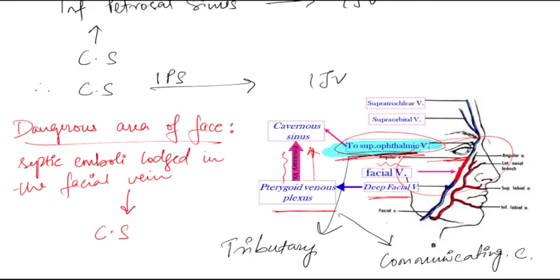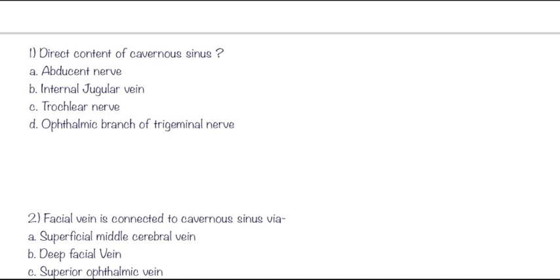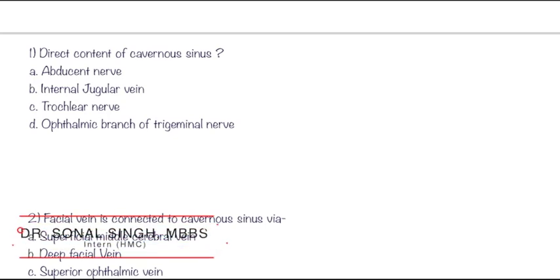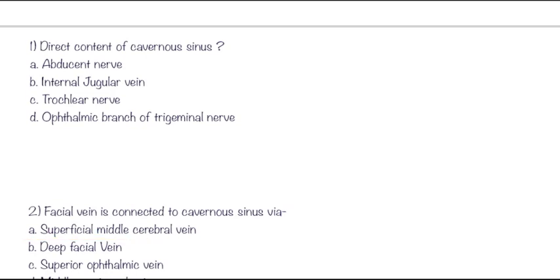Now we'll see a few MCQs. So first question is direct content of the cavernous sinus. There are two structures that pass through cavernous sinus. First is the internal carotid artery, and second one is the abducens nerve. We don't have internal carotid artery in the options, but we can see abducens nerve here. So this is the answer.